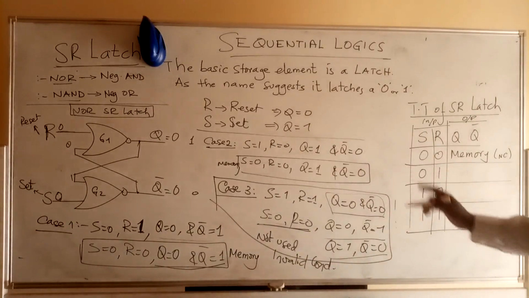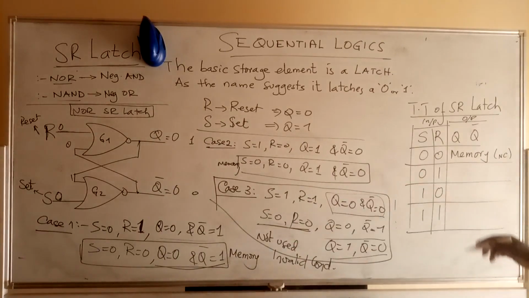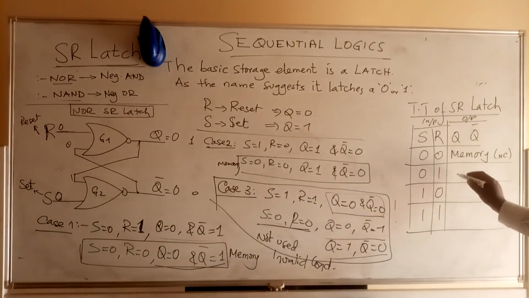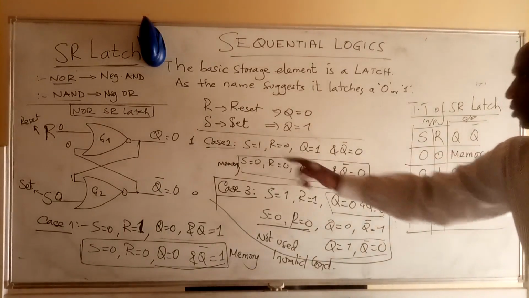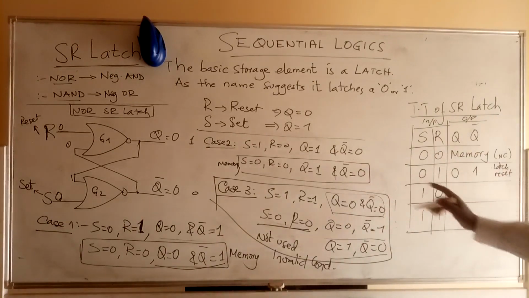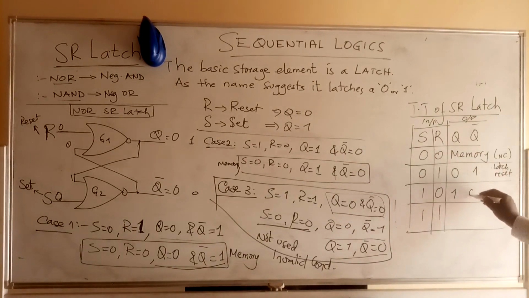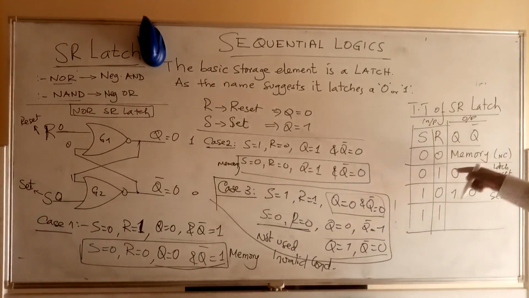Now, the case number 1, 0, 1. When it is 0, 1, the output Q is 0 and Q bar is 1. This is the case of latch reset. Now, second case, case number 2, S is equal to 1, R is equal to 0. We have 1 and 0. That is latch set. The latch is set to 1. The latch is reset to 0.